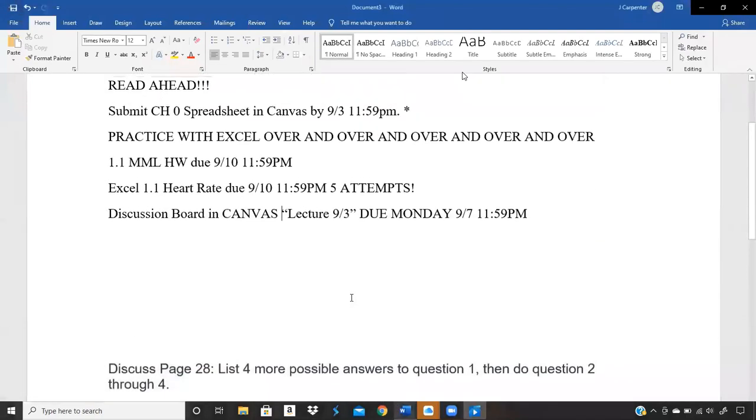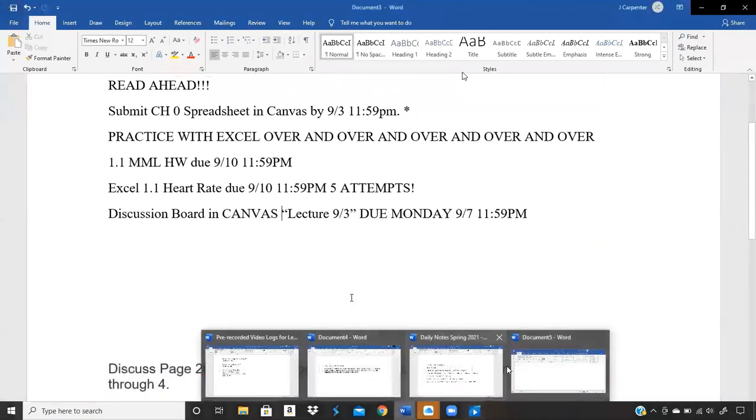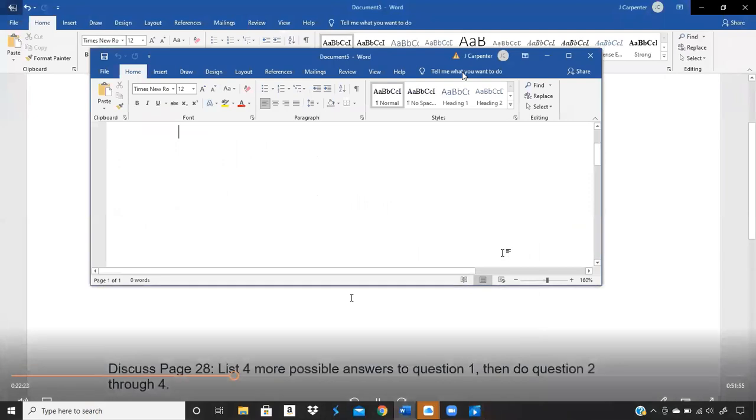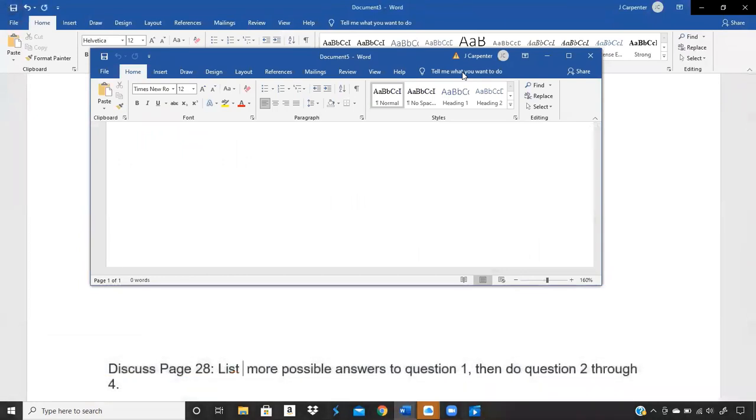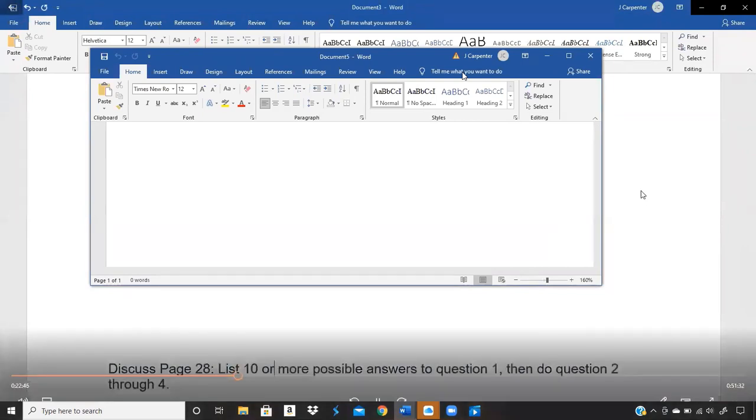This worded perfectly for the second part. So for discussion page 28, list 4 or more possible answers to question 1. And I'm actually going to leave this as open-ended instead of just 4, because we have so many students. Let's try and go for 10 more. I think that's possible. If we get stuck at 8, that's okay, but I don't really see us not being able to achieve at least 8. And I don't want to spoil hardly any of these.